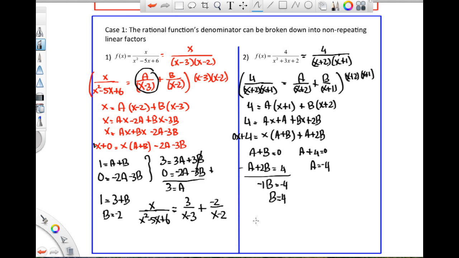So that function, f of x, breaks down into a negative 4 divided by x plus 2, so the a goes with the x plus 2, plus 4 divided by x plus 1. Okay. So that's the easy part today.